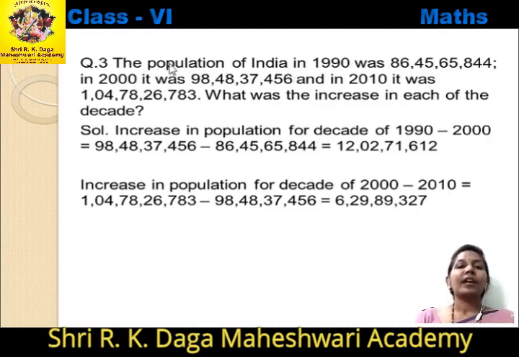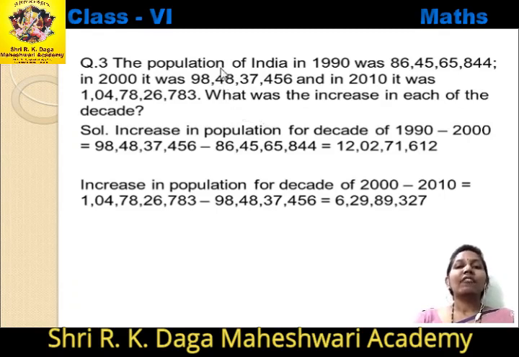Now the question number 3 is: the population of India in 1990 was 86 crore 45 lakh 65,844. In 2000 it was 98 crore 48 lakh 37,456. In 1990 it was this, and the population of India in 2000 was this, and in 2010 it was 1 arab 4 crore 78 lakh 26,783. What was the increase in each of the decade?